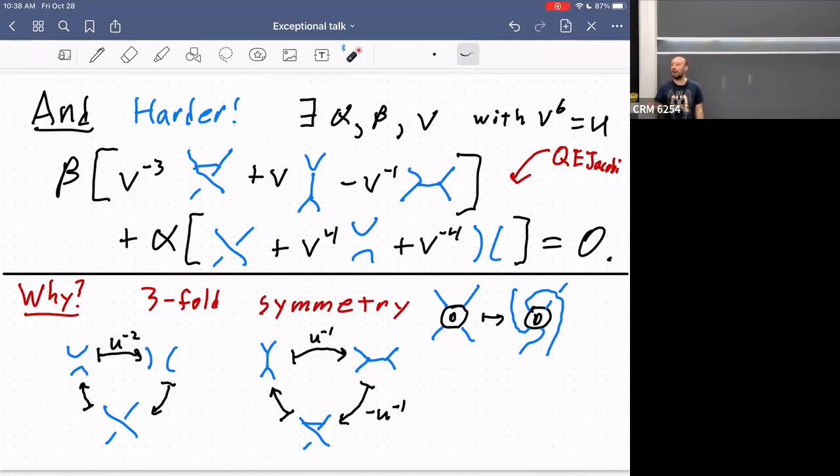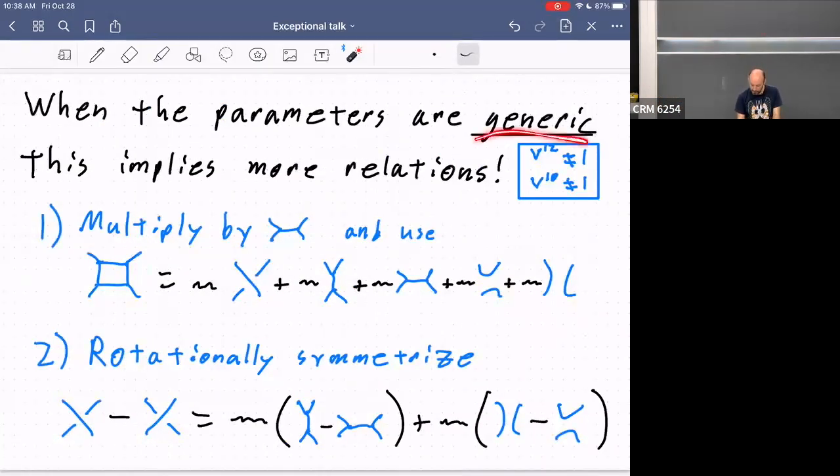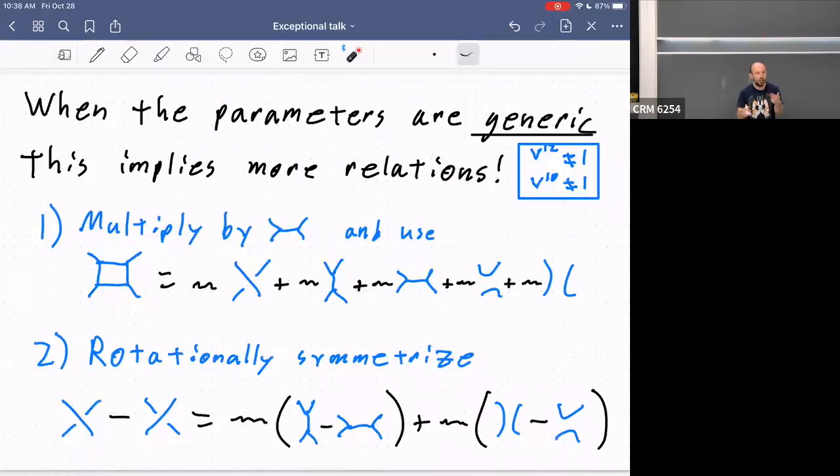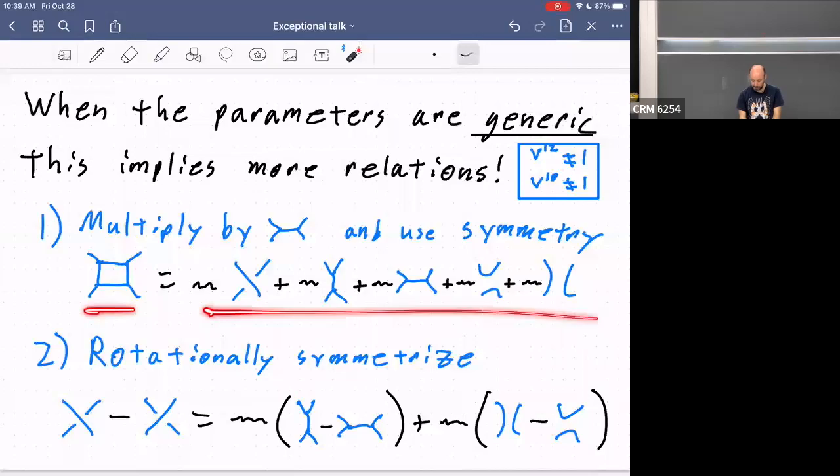As long as the parameters are generic, I can get all the other relations I want from this one. And the important thing about generic is that V is not a 10th or 12th root of unity. Those are the really important facts. This implies more relations. So if I take the relation and multiply by an H on the bottom, so I put an H everywhere on the bottom and simplify, I'll get a square and a bunch of other stuff. And then I want to symmetrize it under the symmetry. This is a U symmetry. So you have to know what happens to the square under doing that threefold operation. But if you work it all out and correctly symmetrize under that, you will get a relation that just tells you that the square is equal to some sum of terms over here.